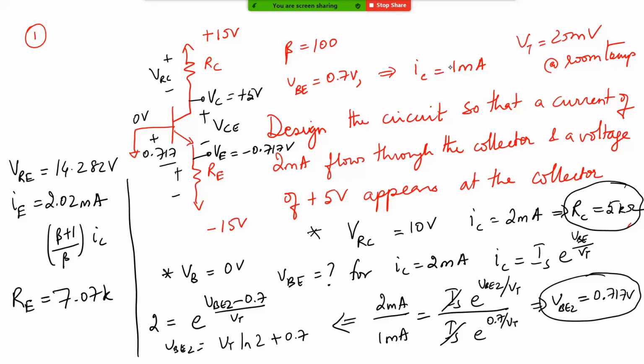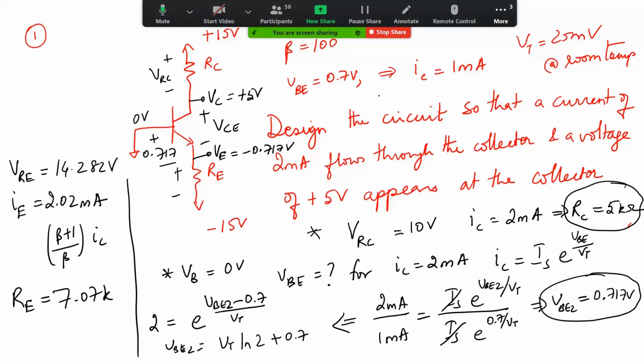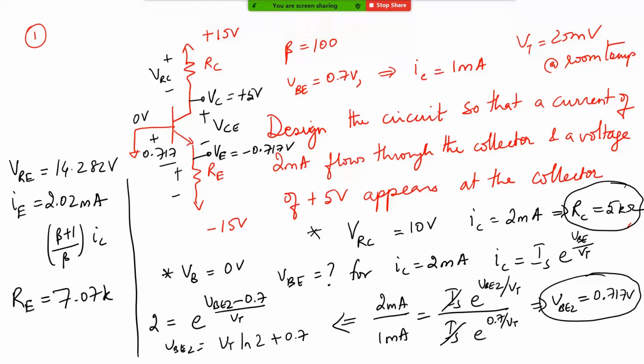Now the beta is measured to be 100, and for VBE equal to 0.7 volt, it is found that the collector current is 1 milliamp. VBE of 0.7 gives rise to 1 milliamp of collector current. Now the question is, design the circuit so that a current of 2 milliamp flows through the collector and a voltage of plus 5 volt appears at the collector. This is the requirement. So collector voltage VC has to be plus 5 volt, and the collector current has to be 2 milliamp.